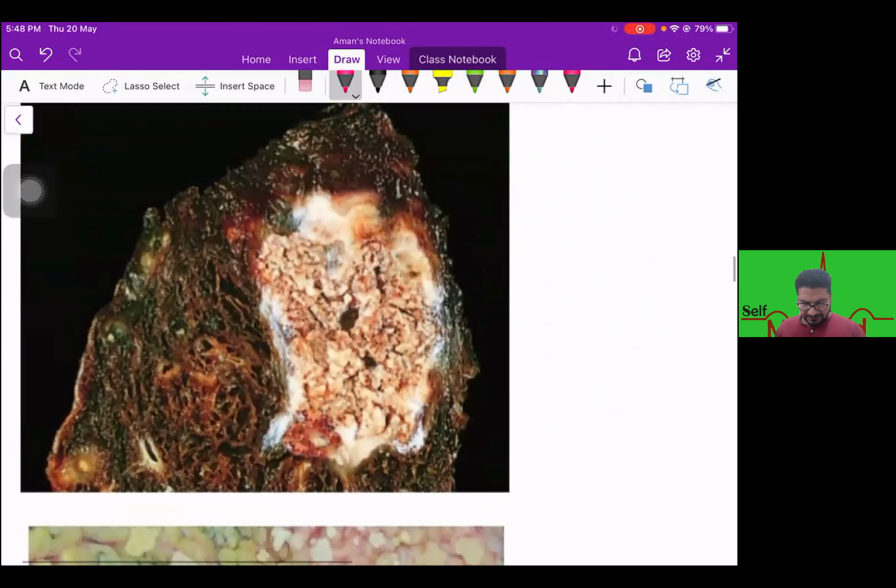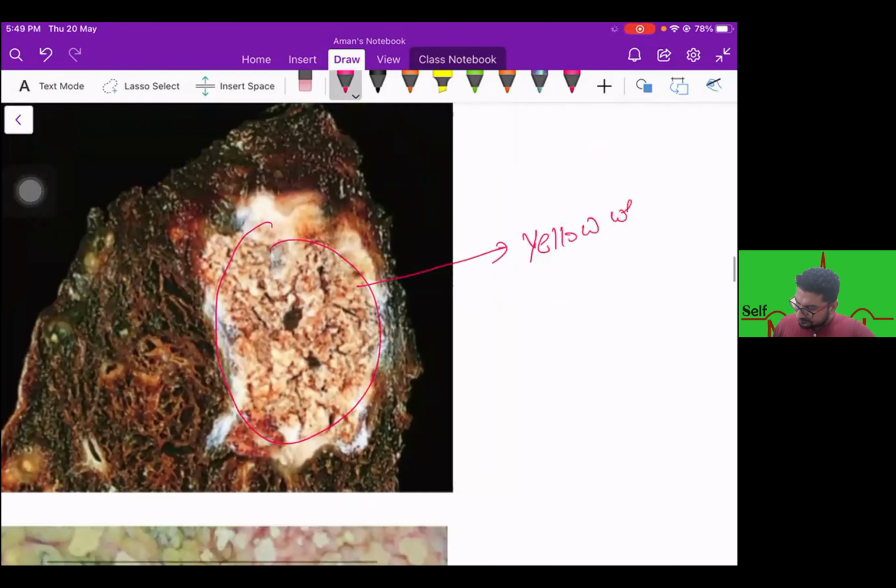Compared to this, you can see here a chalky white-like material. We call this yellow-white or cream color, a cheese-like material. It looks like paneer, like cheese. This type of necrosis we call caseous necrosis.